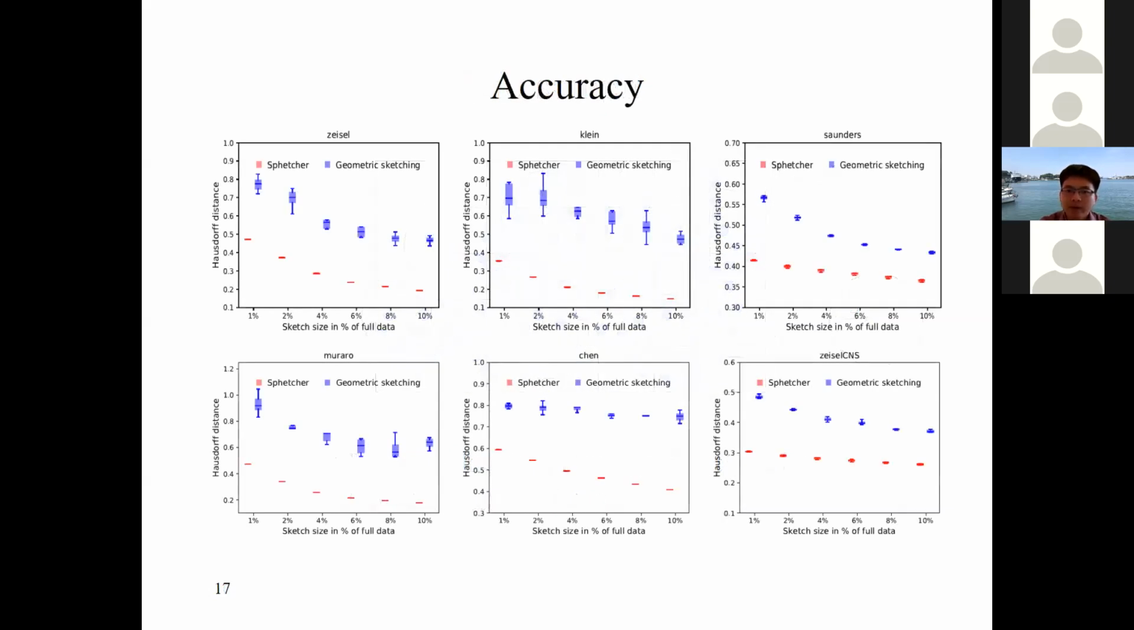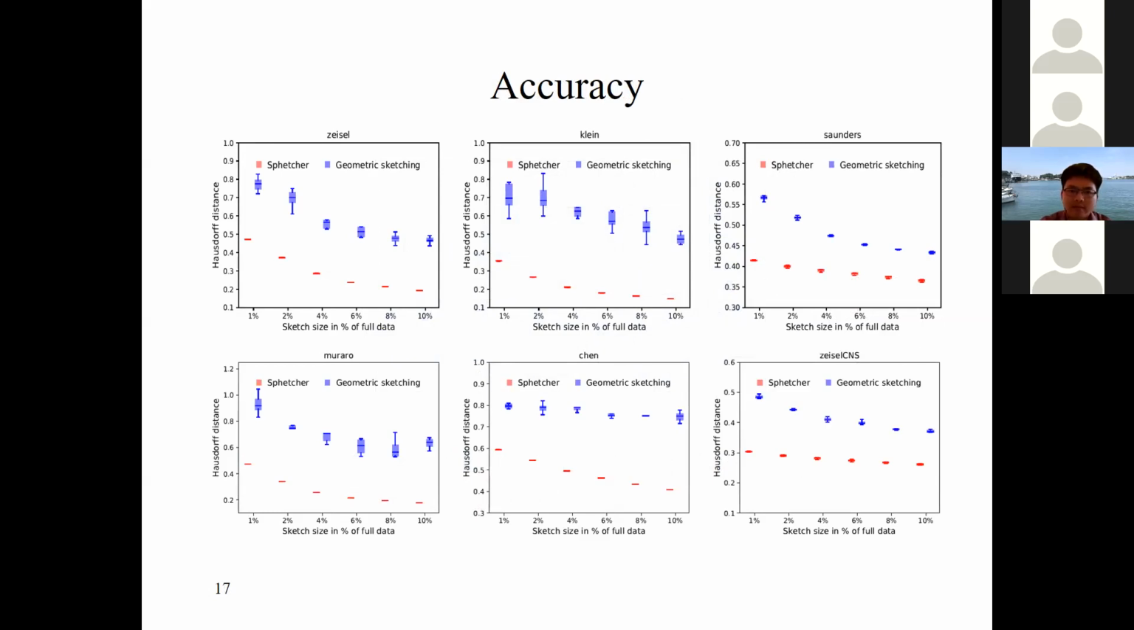And now we compare our method to geometric sketching. First we compare the Hausdorff distance between the two methods across 6 datasets and sketch sizes. Here, sketch size would be 1%, 2%, up to 10% of the full data. And for each sketch size, you just run every algorithm 10 times.